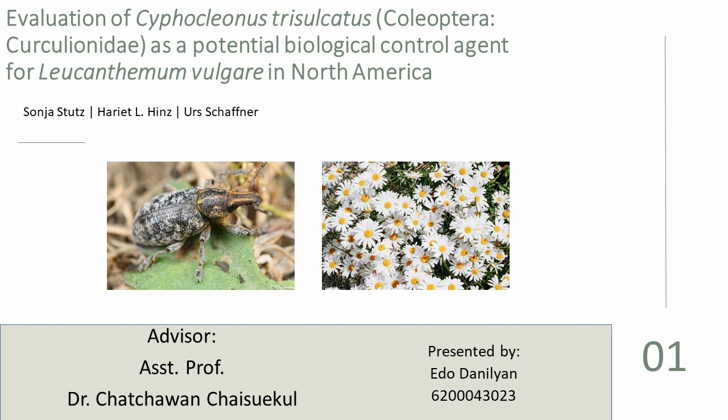In this opportunity, I would like to present the evaluation of Cyphocleonus trisulcatus, which belongs to the Curculionidae family, as a potential biological control agent for Leucanthemum vulgare in North America. This seminar is based on research by Stutz et al. in 2019.